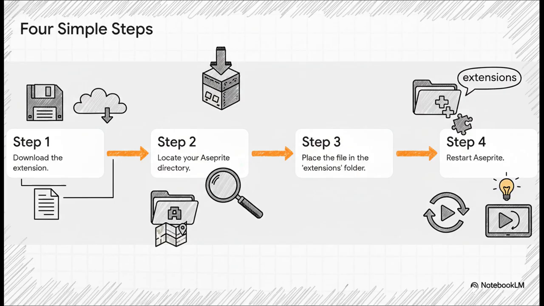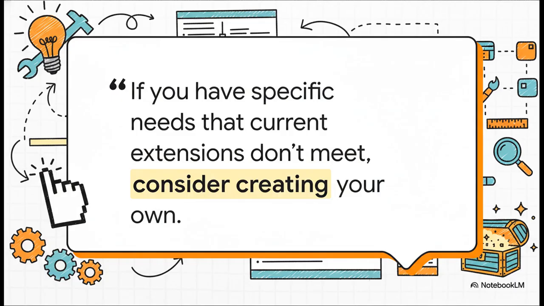Step 1, download the extension file you want. Step 2, find your Aseprite application folder. Once you're in there, you'll see a folder called Extensions. Just drop the file right in there. And the final step, just restart Aseprite and boom, your new tool will be ready to go. That's literally it.